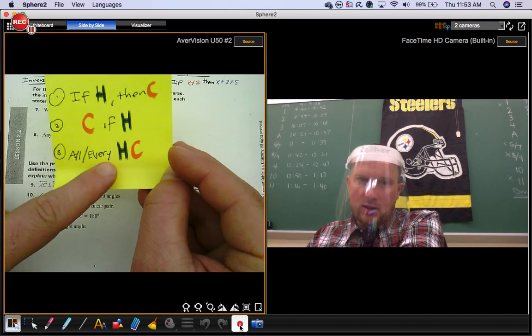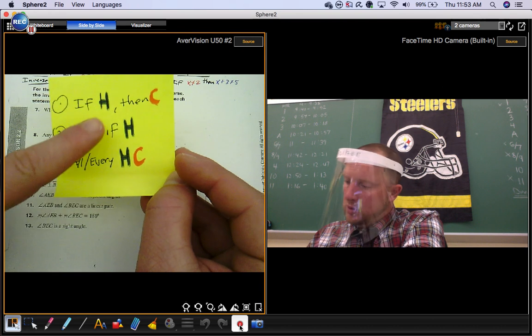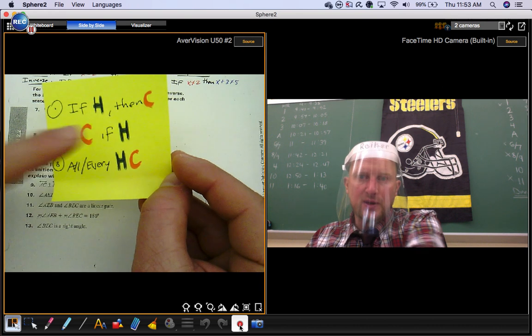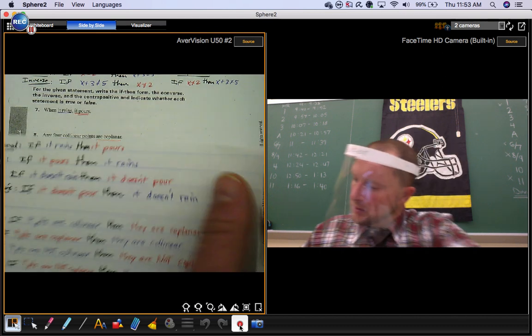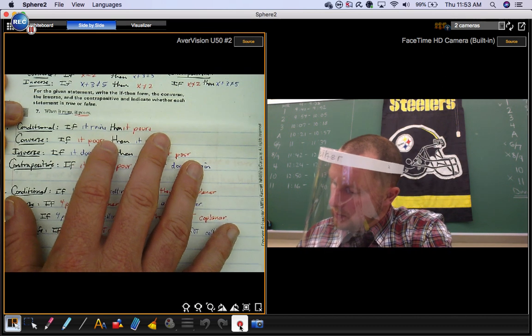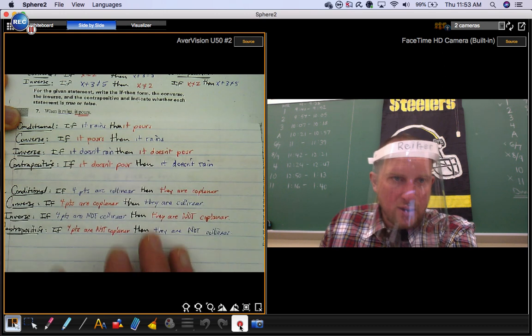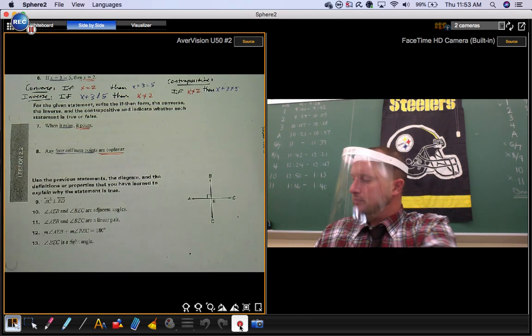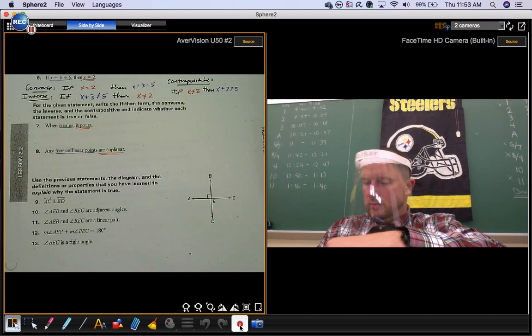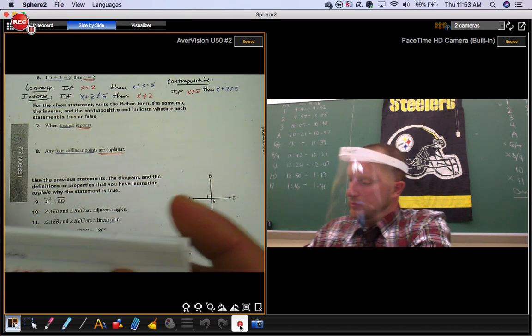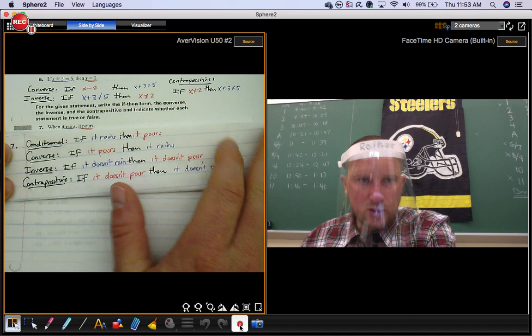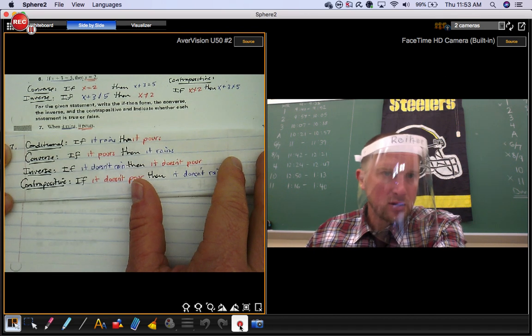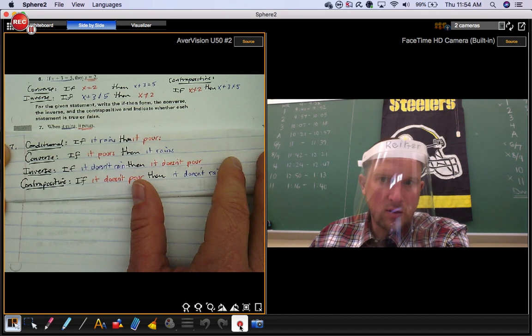They give you the statement, it looks like this. You need to make it look like this. And then take the converse, the inverse, and the contrapositive. Okay, so we're going to change that statement into an if-then statement. So it should look like if it rains, then it pours.